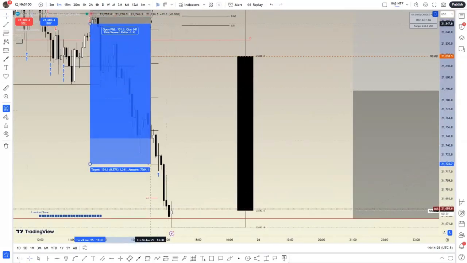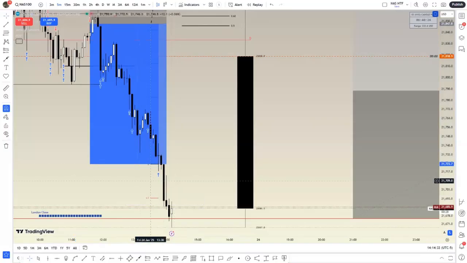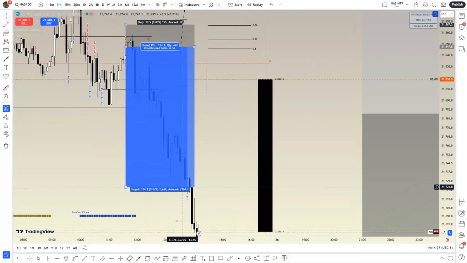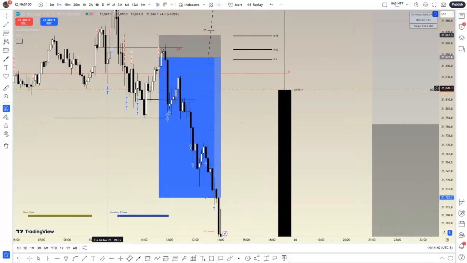Pull the position at the 2 standard deviation level. There she is. She's a beauty, ain't she? This is where my TP was. Okay guys, see you in the next one.